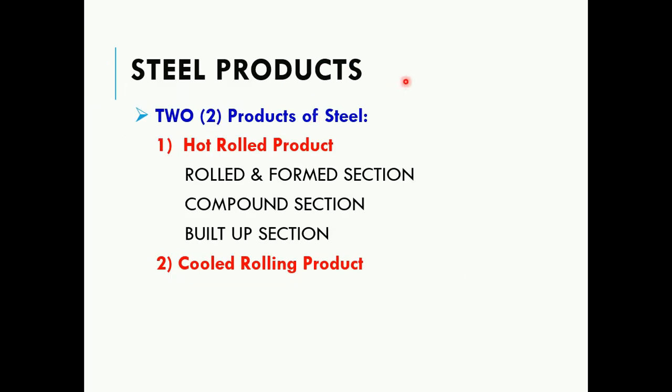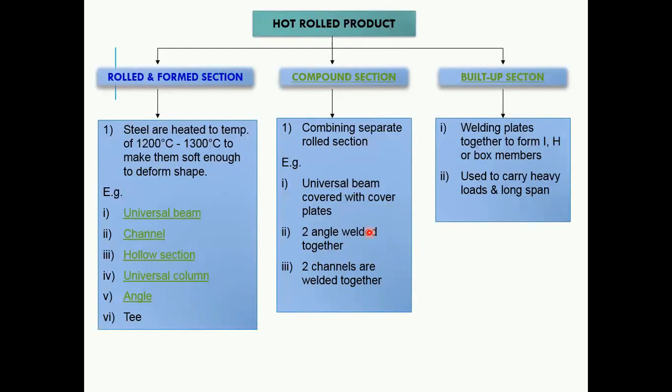For steel products, we have two categories: hot roll products and cold rolling products. For hot roll, we have roll and form section, compound section, and also built-up section. Let's look into these products one by one. Roll and form sections are steel heated to a temperature of about 1200 degrees to make it soft enough to deform into shape. Examples are universal beam, channel, hollow section, universal column, angle, and T.